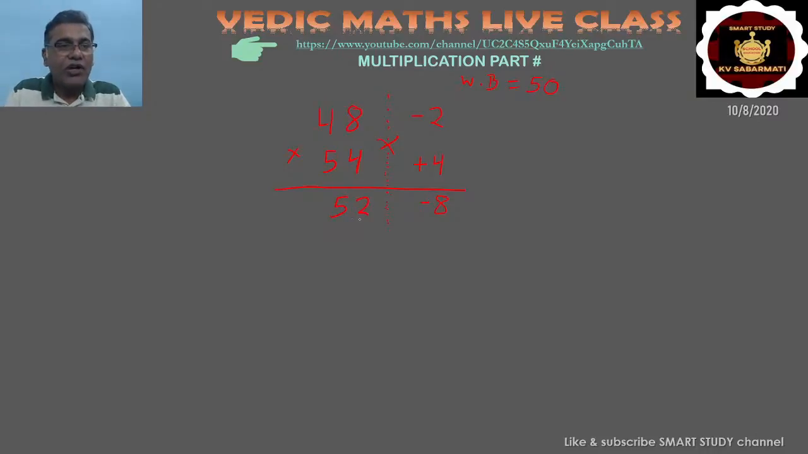Now what I will do, since working base 50 is half, 2 times less than 100, here I will multiply half. So half into 52, that will become 26. So here I am getting 26, and this side we have minus 8.